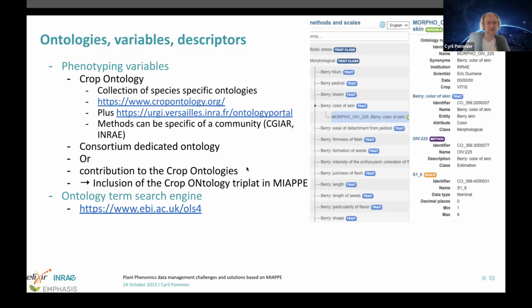When none of those two solutions are possible, and there are cases when this is the case, the idea is to include the Crop Ontology triplets, sorry for the misspelling, inside the MIAPPE dataset. Also, to find the variables, the traits that you are interested in within all of those ontologies, I draw your attention to this ontology term search engine, the Ontology Lookup Service, available at EBI.